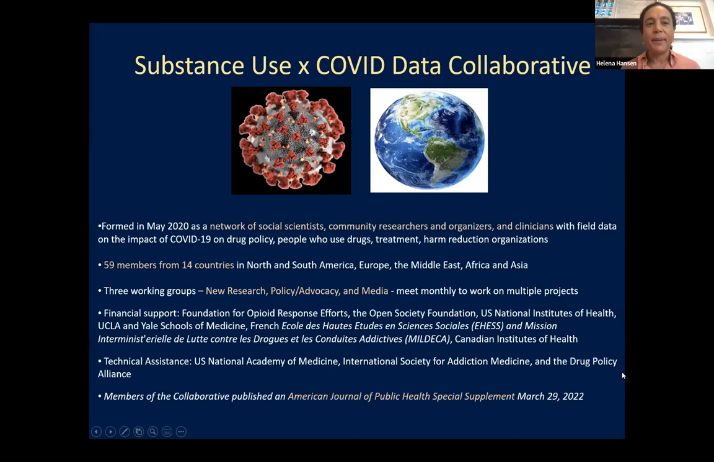We call ourselves the Substance Use and COVID Data Collaborative. And we were formed in May of 2020, just after the emergence of COVID, as a network of social scientists, community researchers, and organizers and clinicians with field data on the impact of COVID-19, what it was doing with regard to drug policy, people who use drugs, treatment, harm reduction organizations, the impact on all of those groups and services. And then 59 members actually came together in short order, on short notice, from 14 different countries in North and South America, Europe, the Middle East, Africa, and Asia.